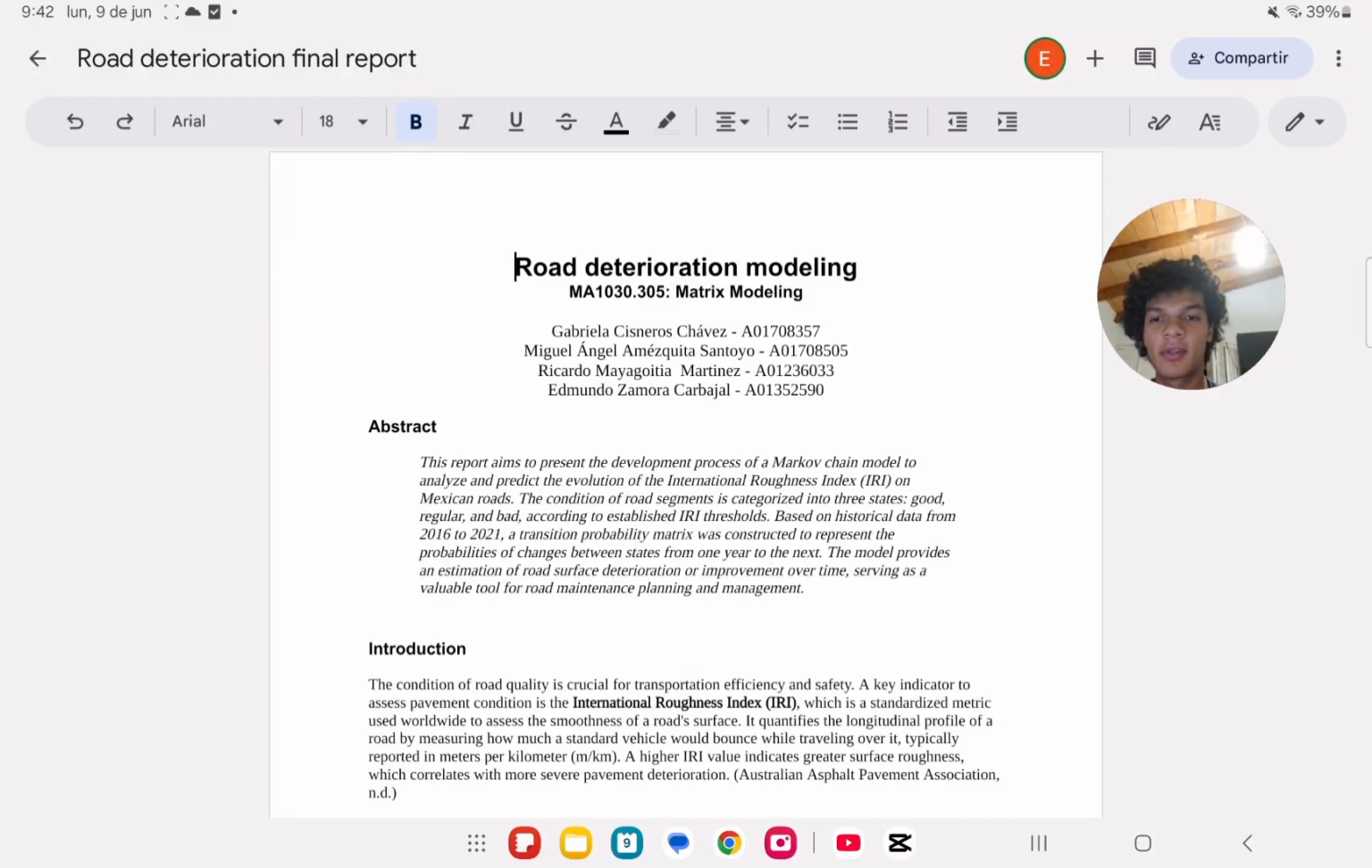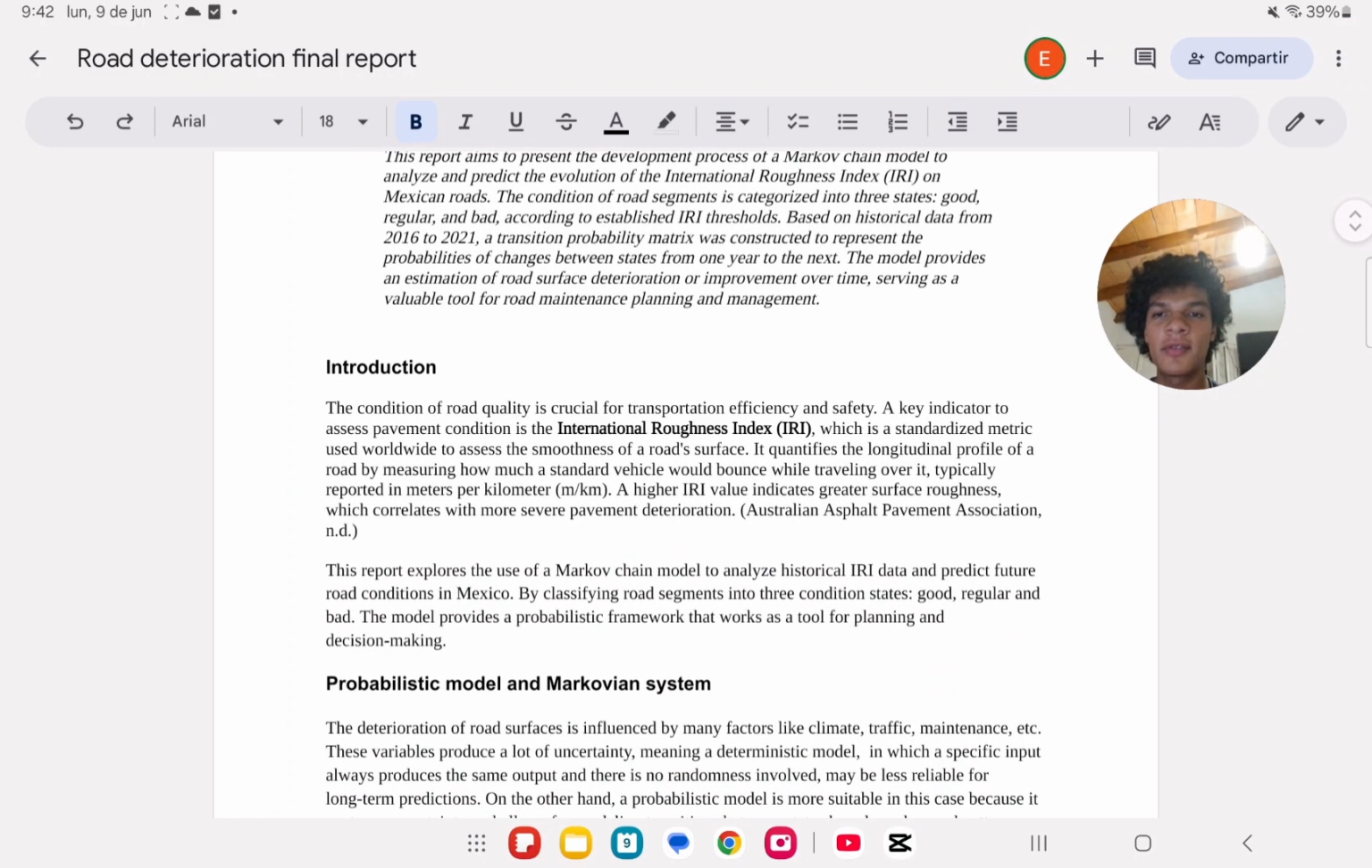Deterioration modeling. First of all, we can start with the International Roughness Index. That's basically the core part of this analysis. When the IRI is a higher value, it indicates worse pavement deterioration, and when it's less, it's a better road.